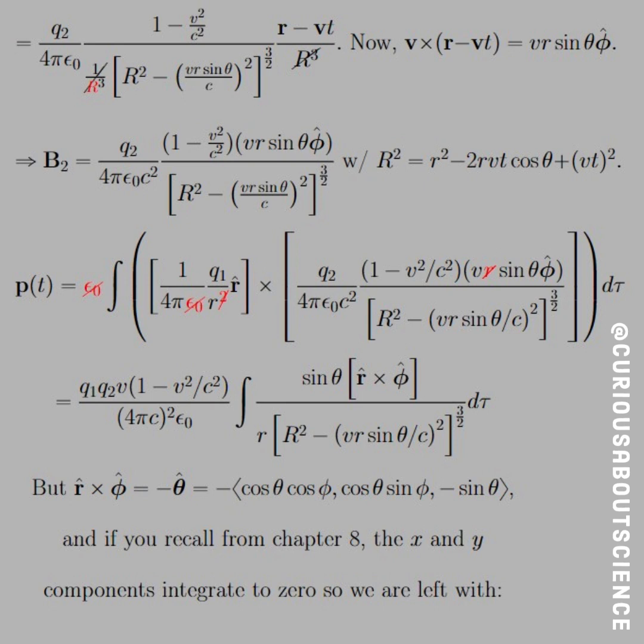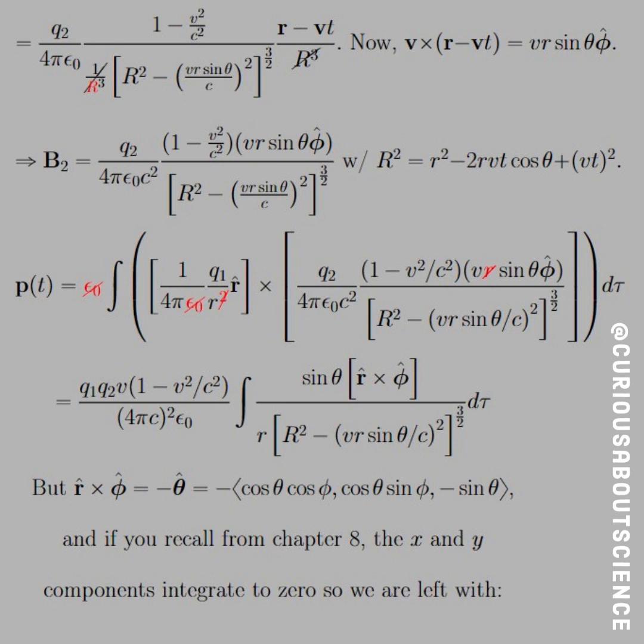B2, therefore, once all these cross products are done with, is equal to this thing where we have big R squared equal to little r squared minus 2rVt cosine theta plus VT squared. Again, think about the law of cosines there. Make your life simpler. Now this horrendous looking integral is coming to light now that we have E1 and B2.